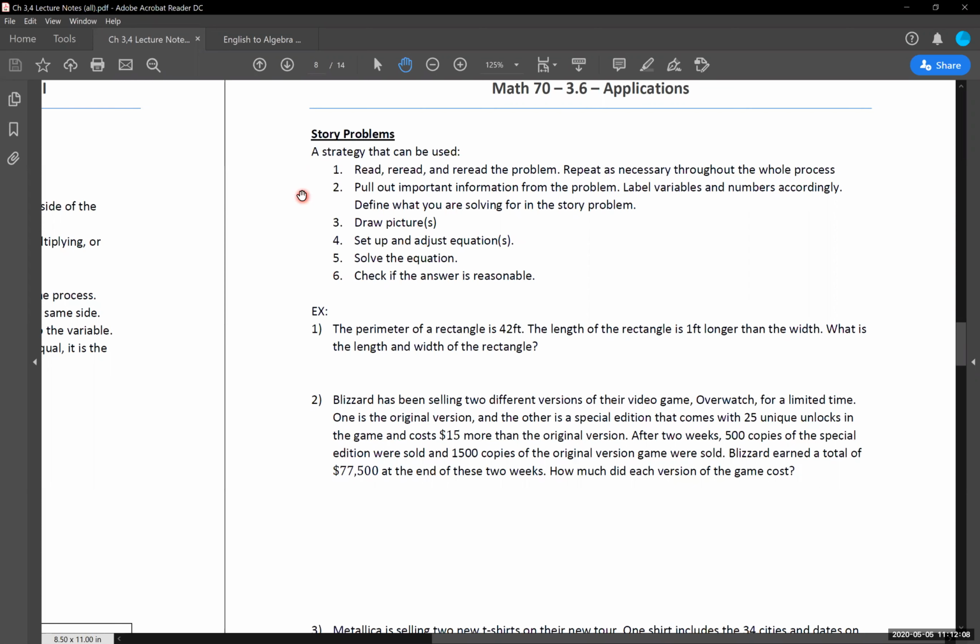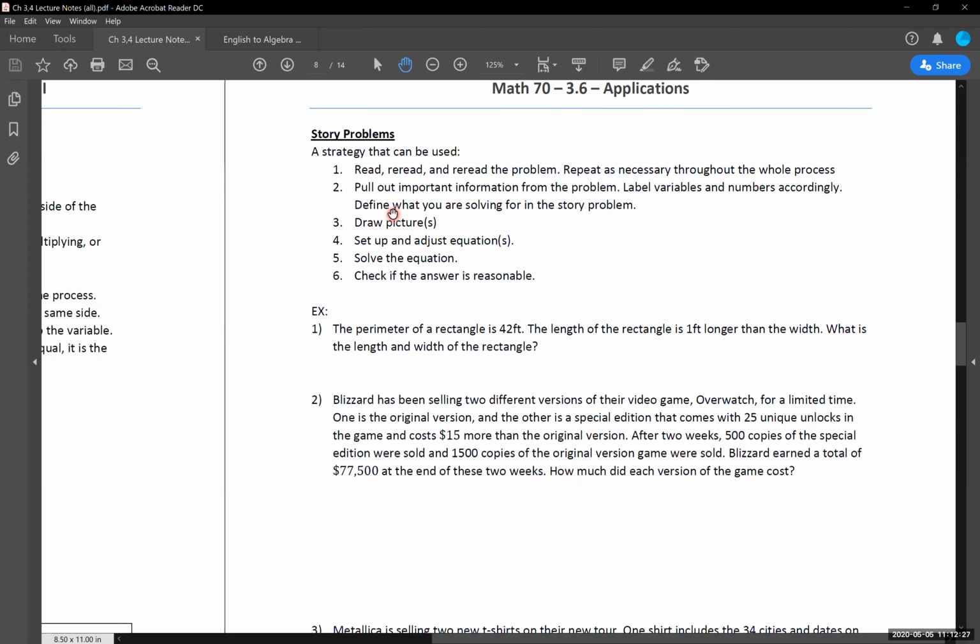Okay, I'm going to use the variable x. What does x represent? Is that a dollar amount? Is that the length of something? Is that the height of something? Is that time? Label your variables. Numbers are also pretty important. Use the units that are attached to them. It's pretty helpful on that front.